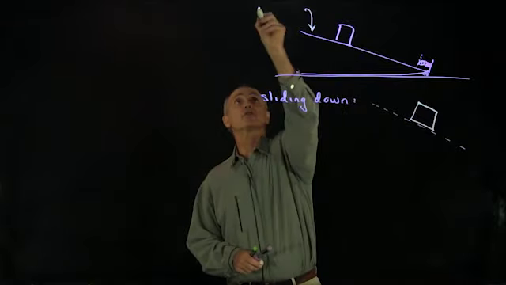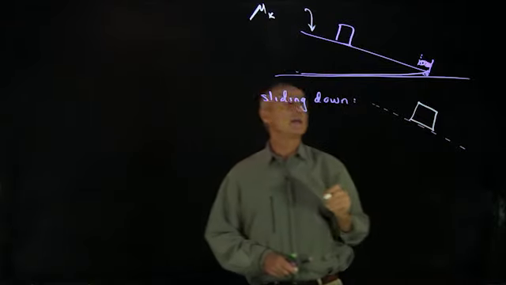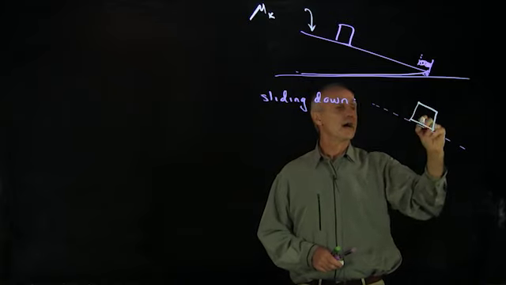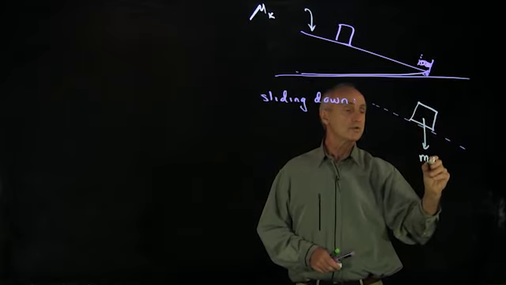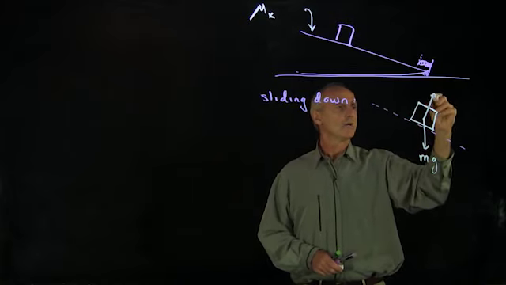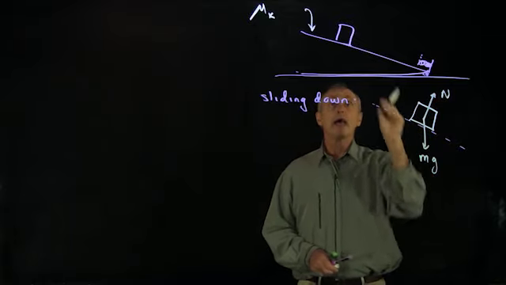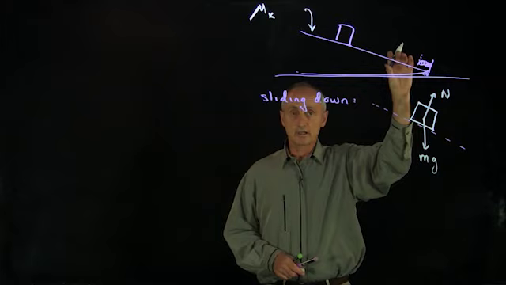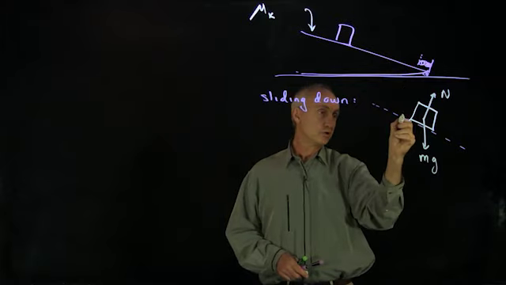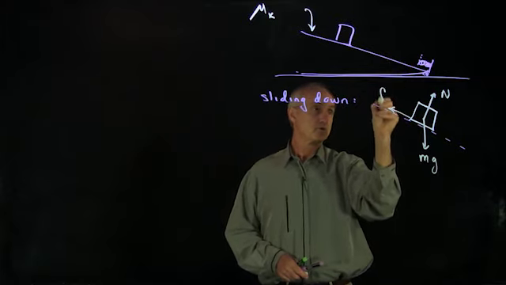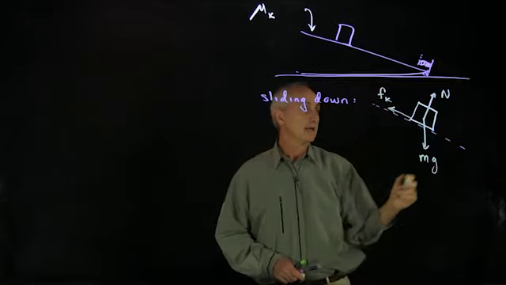There is a friction with a coefficient mu k. And so we have the gravitational force mg. We have a normal force of the surface on the block pointing up. And because the block is sliding down, remember that our friction force is opposing that motion.